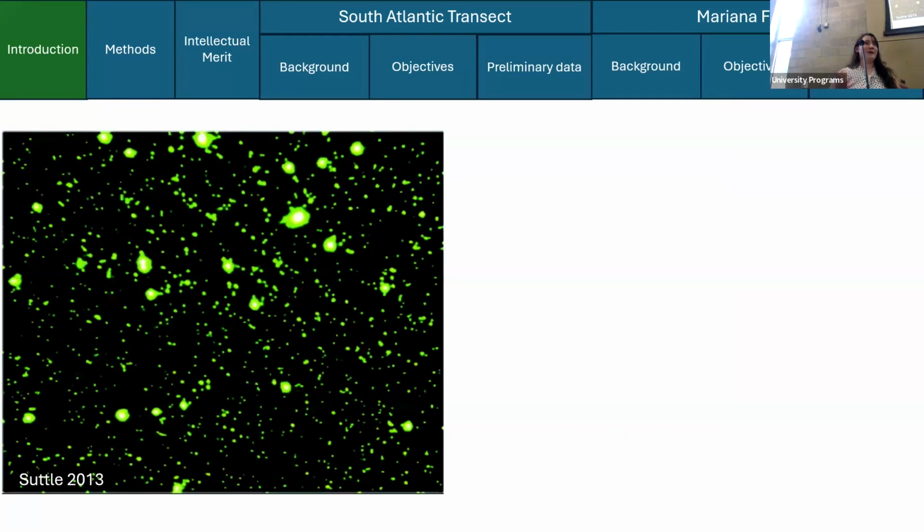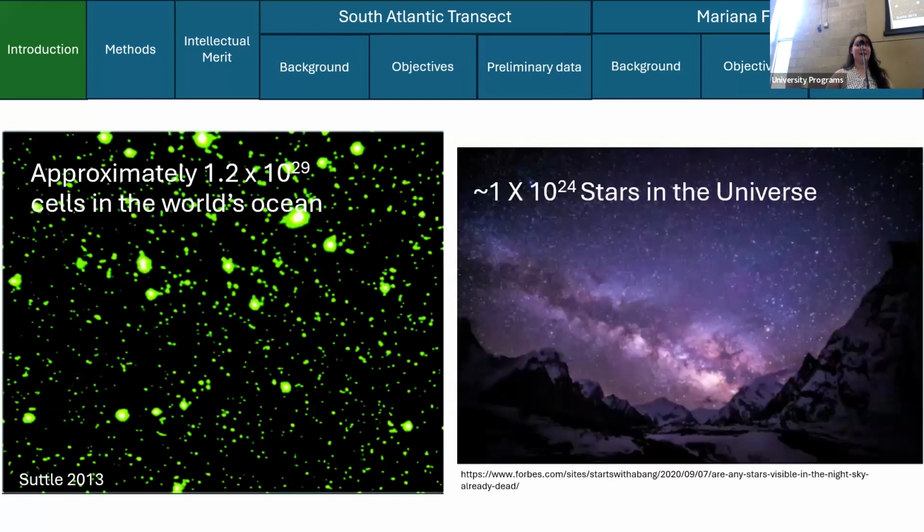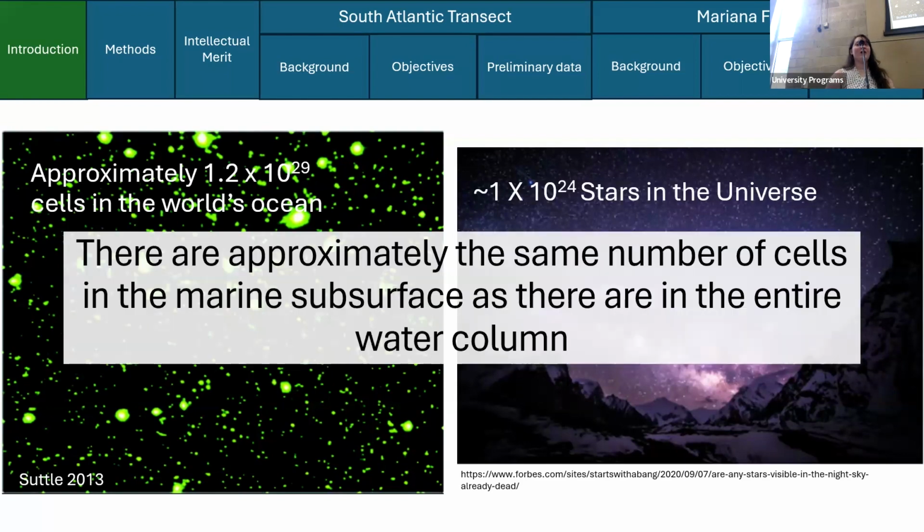And why is this important? You might think that the deep subsurface is too extreme of an environment. There's not going to be a lot of life down there. But in the entire ocean water column, there's approximately 1.2 times 10 to the 29th cells. And that's more cells than there are stars in the entire universe, which is estimated at approximately 1 times 10 to the 24th. And with that being said, there are approximately the same number of cells in the entire marine subsurface as there are in the ocean water column. So it makes them pretty important to study.